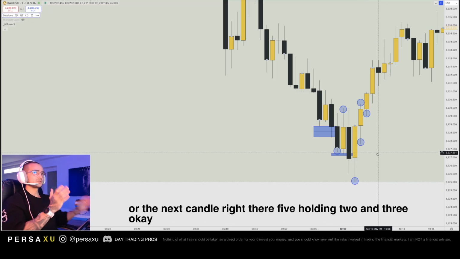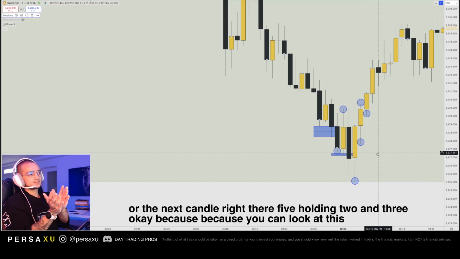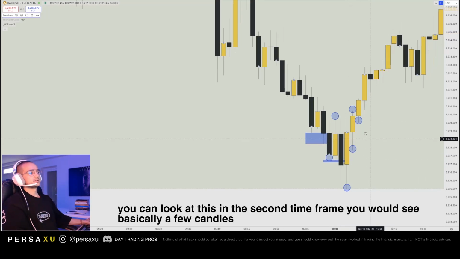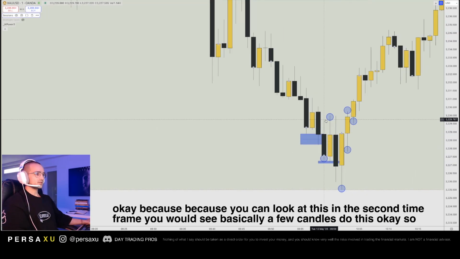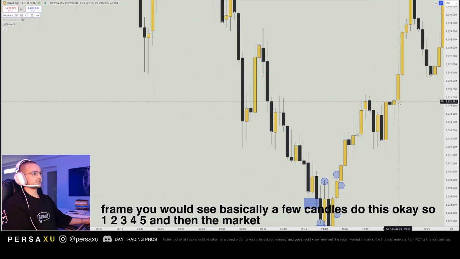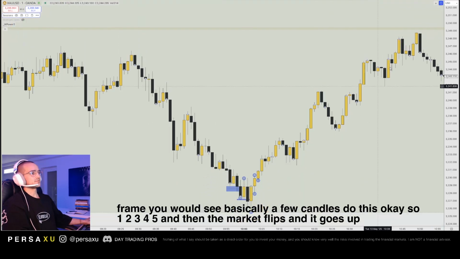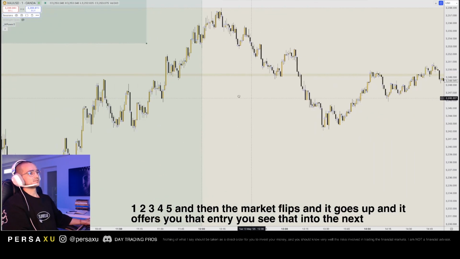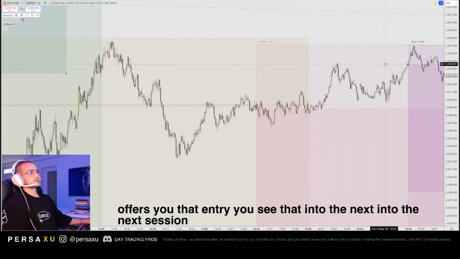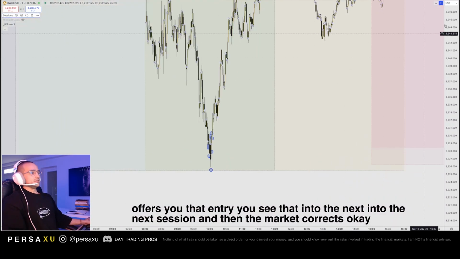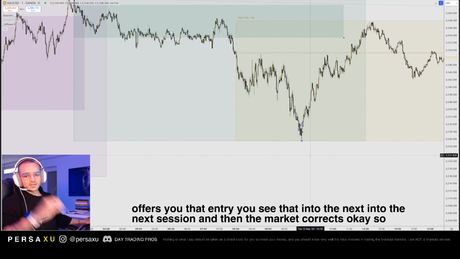Okay, because if you look at this in the seconds time frame, you would see basically a few candles do this. Okay, so 1, 2, 3, 4, 5, and then the market flips and it goes up and it offers you that entry. You see that into the next session, and then the market corrects. Okay, so that's about it.